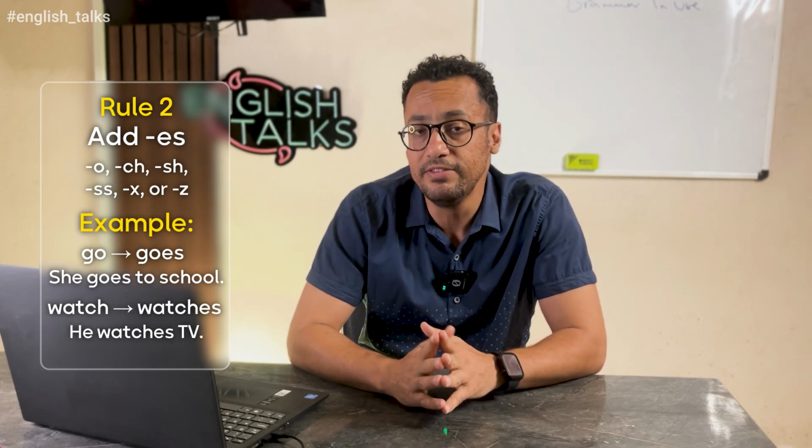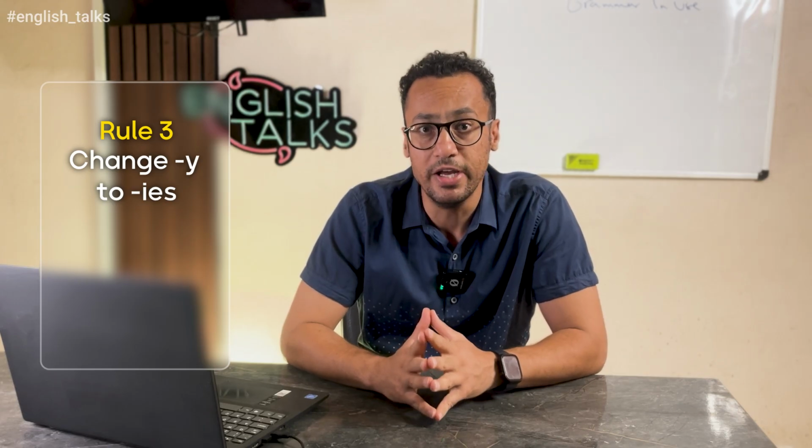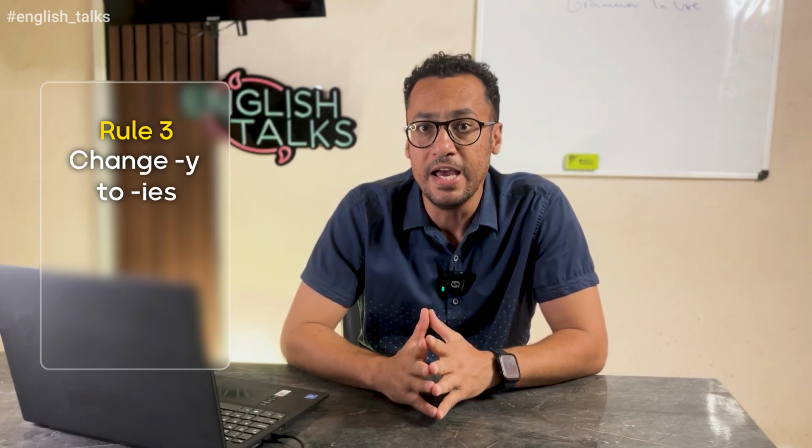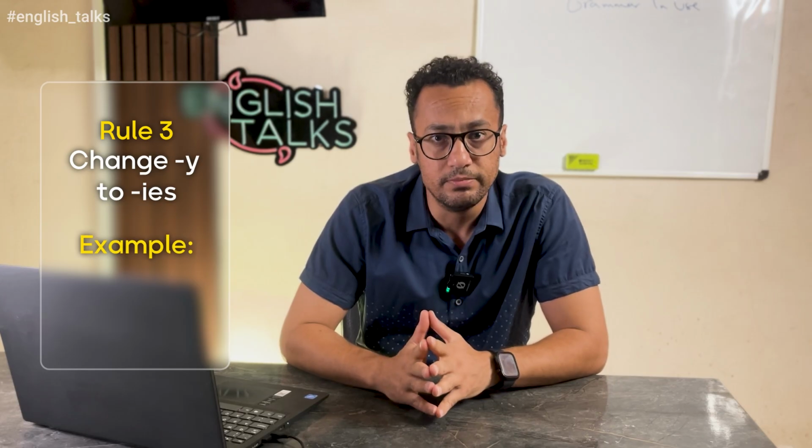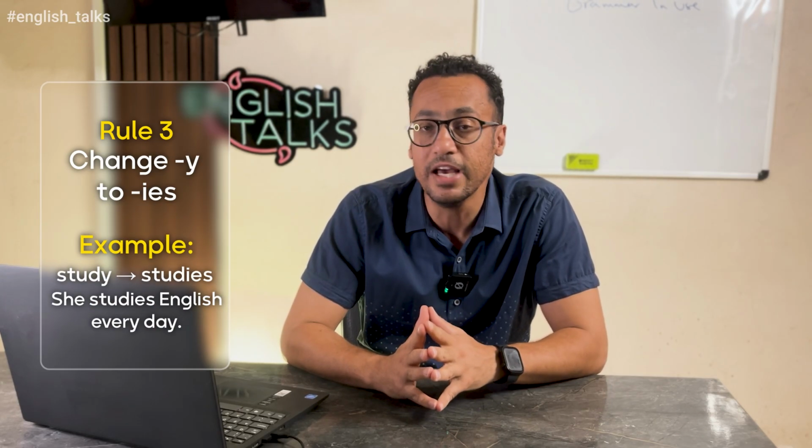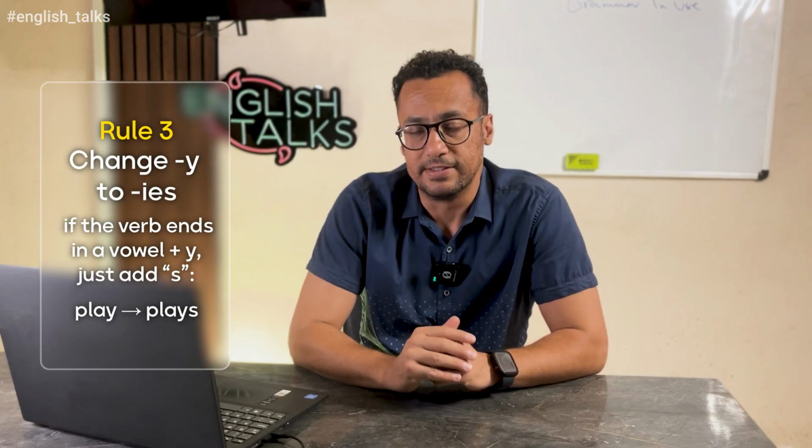He watches TV. Rule number 3, change y to ies. If a verb ends in a consonant plus y, change the y to i and add es. For example, study becomes studies, like she studies English every day. But if the verb ends in a vowel plus y, just add s, like play becomes plays.